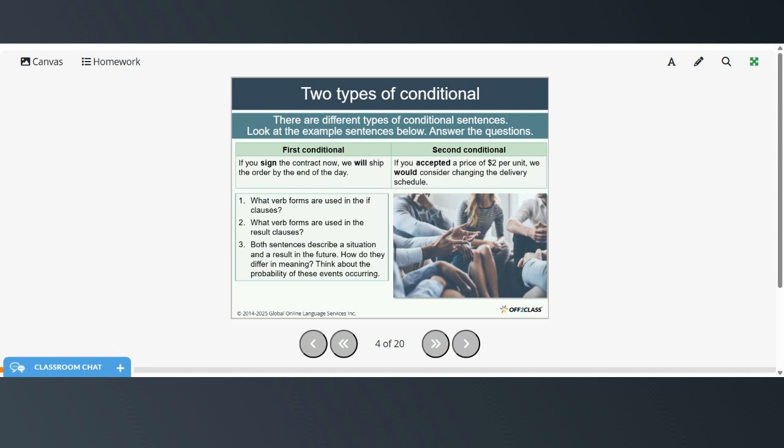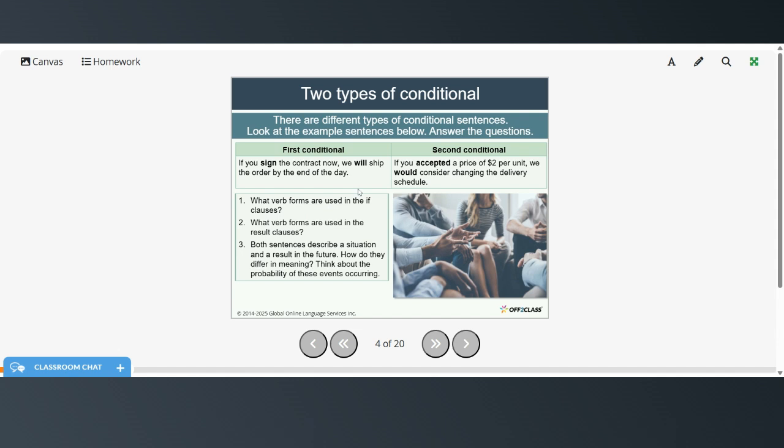And so there are different types of conditional sentences. So look at the example sentence below and then answer the questions. So the first conditional is, if you sign the contract now, we will ship the order by the end of the day. So what verb forms are used in the if clauses? Well, here, if you sign is the present tense, the present simple. Under second conditional, if you accepted a price at $2 per unit, we would consider changing the delivery schedule. So here in the if clause, they use a past simple verb tense. What verb forms are used in the result clauses?